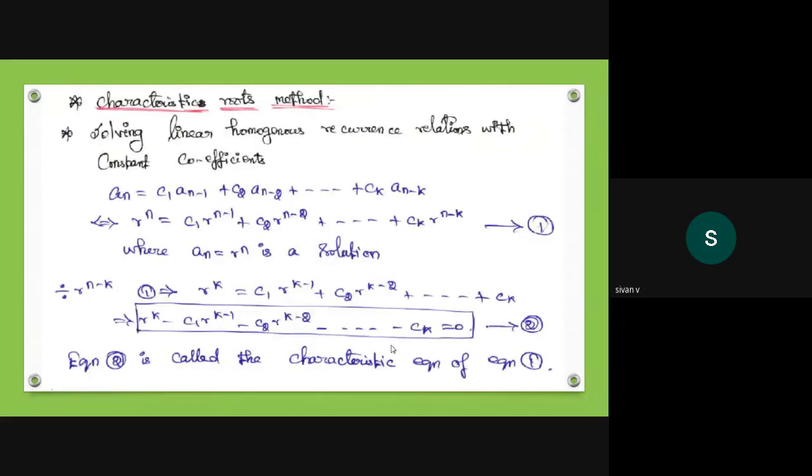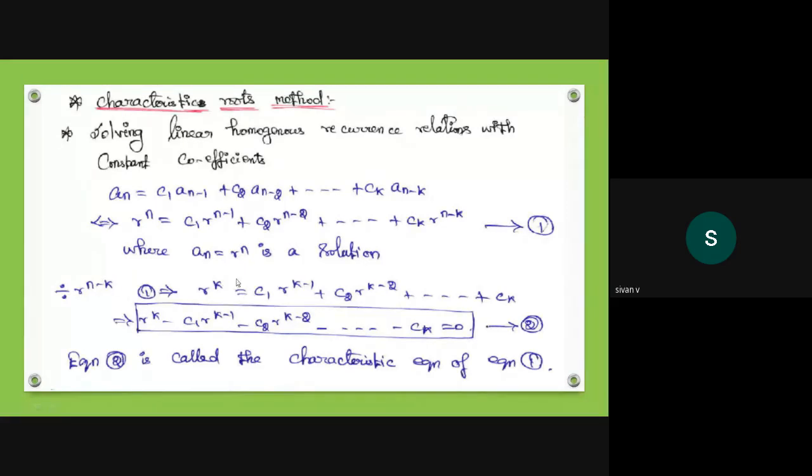Characteristic roots method, the second method: solving a linear homogeneous recurrence relation with constant coefficients. You can write an equal to C1 an minus 1 plus C2 an minus 2 plus dot dot dot Ck an minus k. Here an is replaced by r power n, so r power n equal to C1 r power n minus 1 plus C2 r power n minus 2 plus dot dot dot Ck r power n minus k. Put it as equation 1, where an equal to r power n is the solution. Therefore, from 1, divide by r power n minus k.